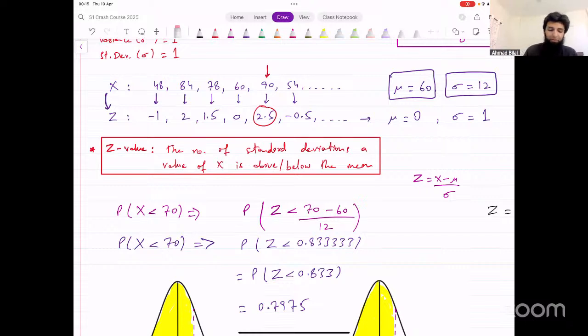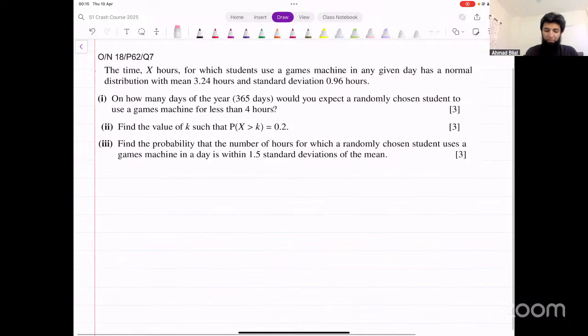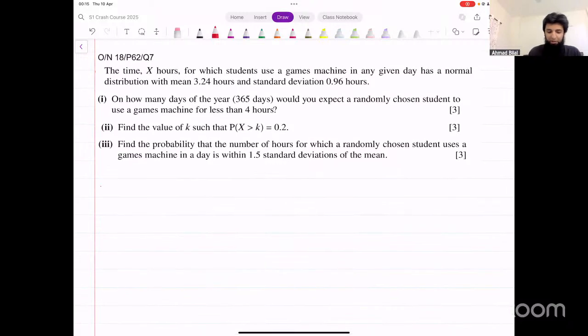Okay. Now, why is that useful? Let's look at this question. We have a variable X, which represents time, the time for which students use the games machine on any given day. It's normally distributed. The mean of this data is 3.24, and the standard deviation is 0.96.